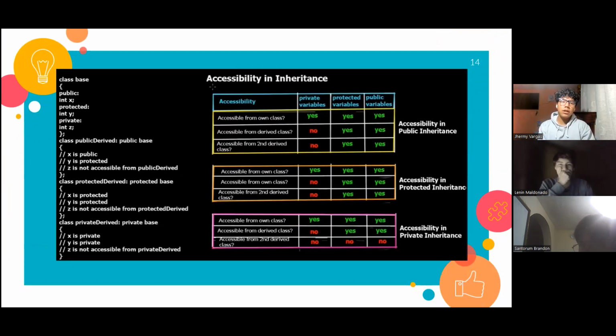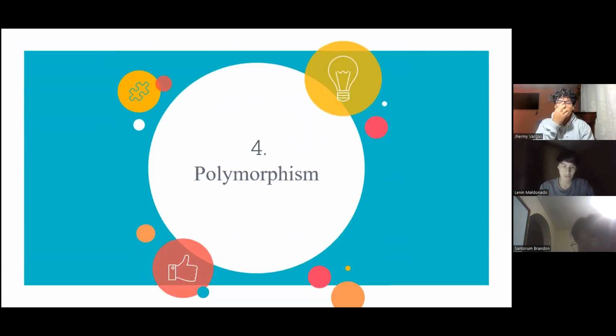Accessibility in inheritance. Accessibility from the derived class: private variables, no; protected variables, yes; public variables, yes. Accessible from the base class: private variables, yes; protected variables, yes; and public variables, yes.